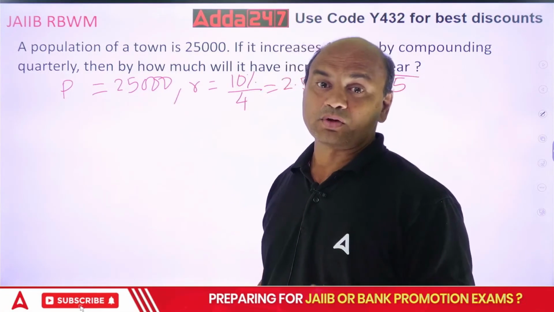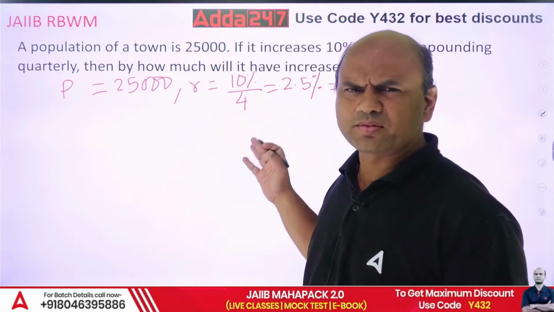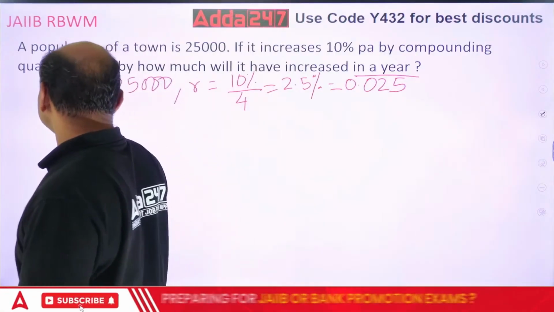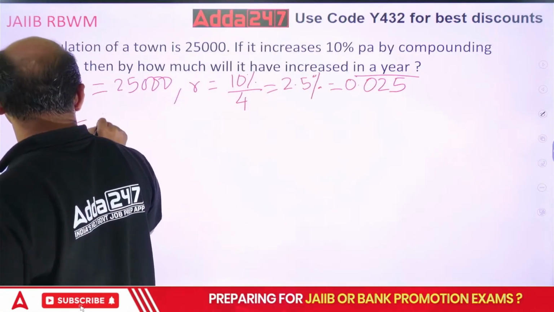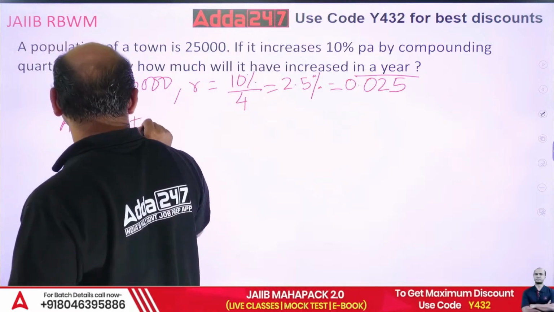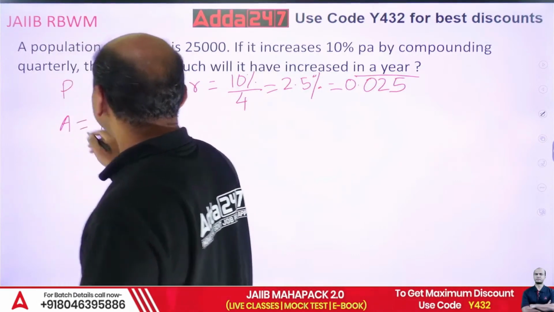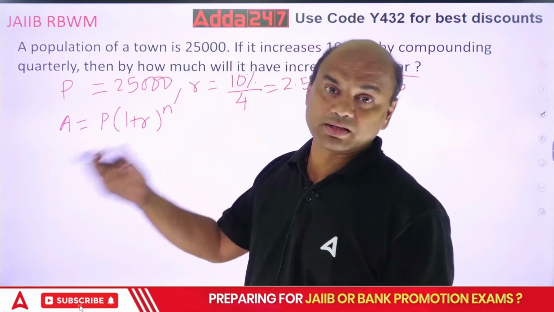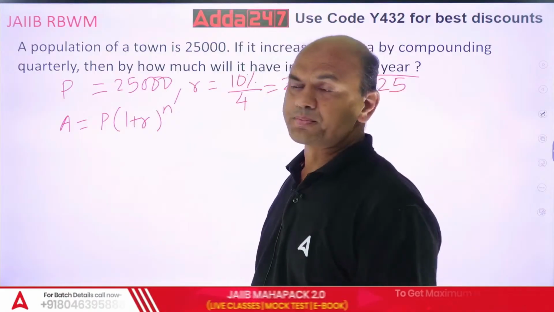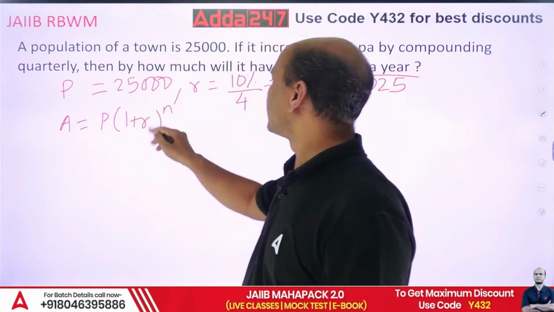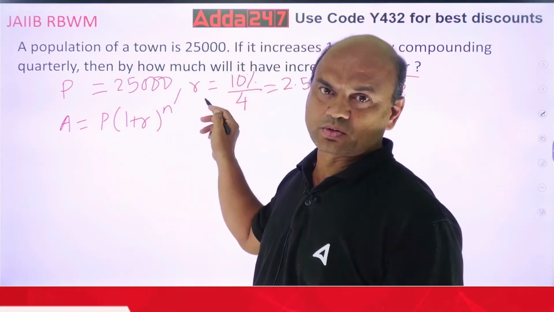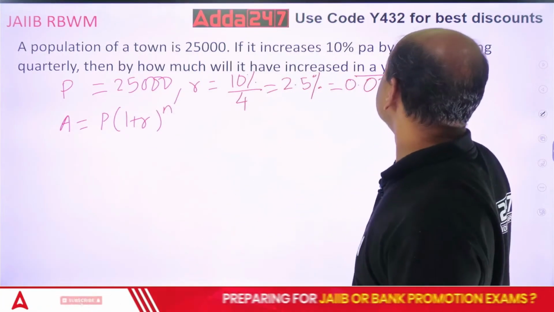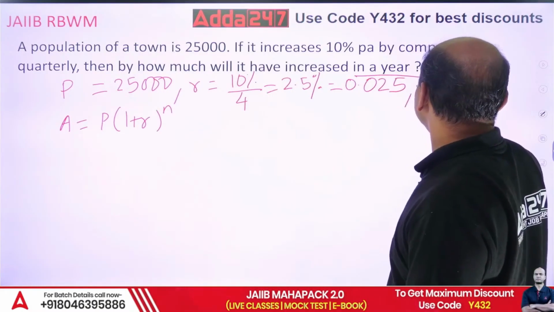Okay. Now what is N then? But why are we writing all this? Because the formula over here is A equals P into (1 plus R) raised to N. This is the right formula. If you want the answer after 1 year, this is the formula. P is your present population, R is the rate of interest at which it is growing, and N is what you want in a year. So N equals 1.